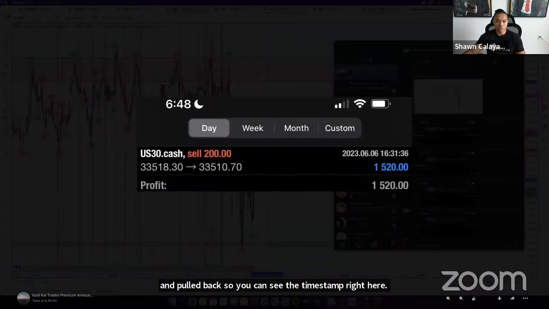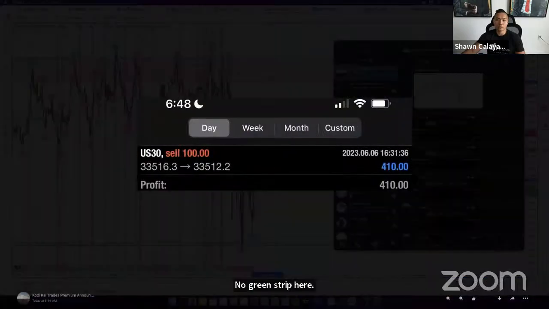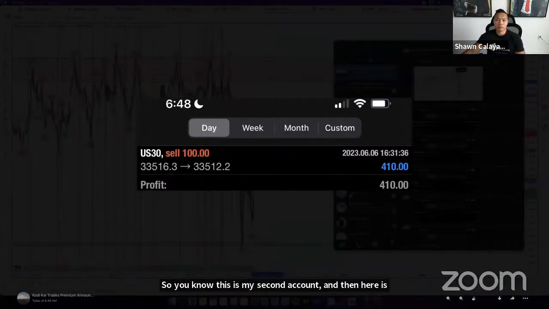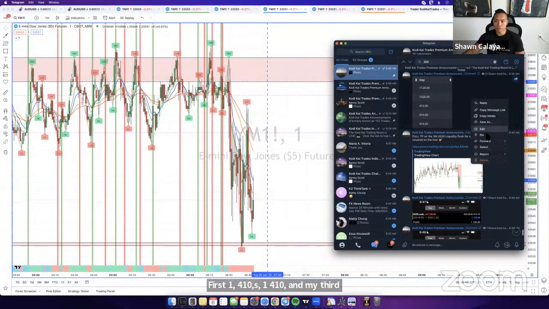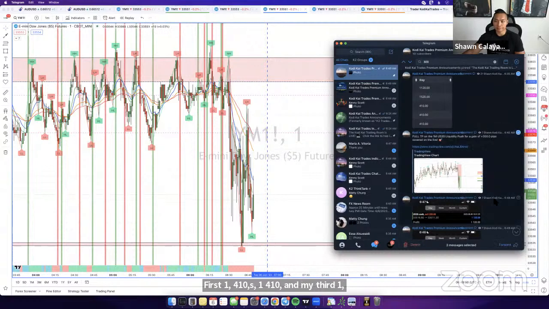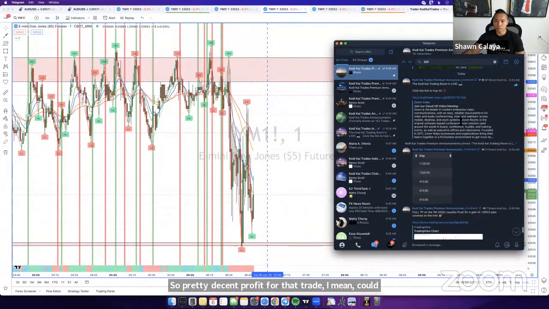Here is my FTMO number 2 account, total profit of 1,520. No green strip here, so you know this is my second account. And then here is my MFS. First one, 410. Second one, 410. And my third one, 410 right here. So pretty decent profit for that trade. I mean, could have been better, of course, but it's all good. Not really a huge deal there.